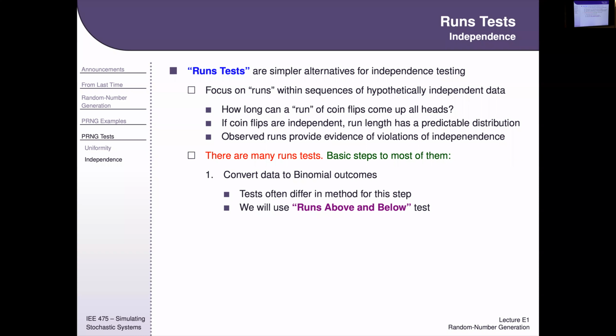So how do we do a runs test? Well, we take continuous data that we get and we convert it into binary data: zeros and ones, ups and downs, heads and tails, coin flips. How do we do that?